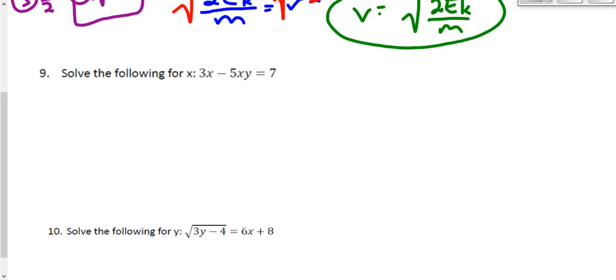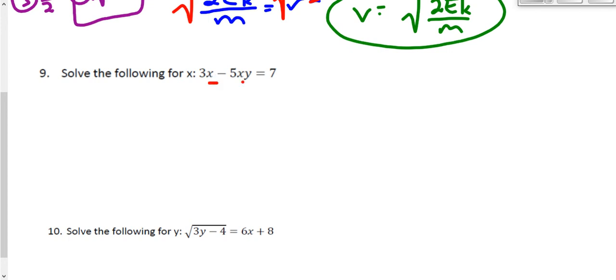Now for number 9, I have x in more than one place here. So I can't just make a list of everything happening to x, because x is in more than one spot with more than one thing happening to it. So in order to figure out what x is, I'm first going to have to get x in just one place. And since x is in more than one spot, I'm going to have to start by factoring.